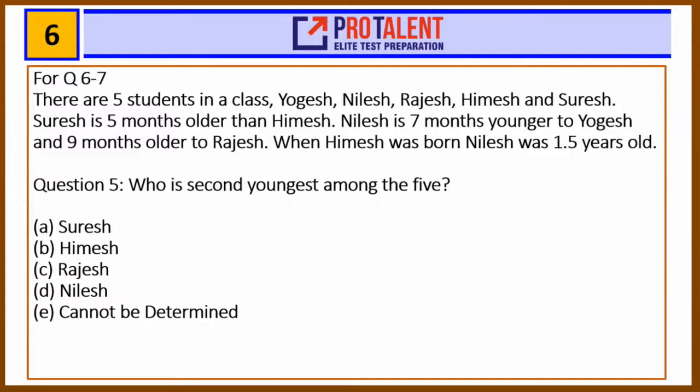There are 5 students in the class: Yogesh, Nilesh, Rajesh, Himesh and Suresh. Suresh is Himesh plus 5 months, and Nilesh is plus 8 months. Nilesh is 7 months younger to Yogesh and 9 months to Rajesh. Okay. D, Nilesh. Fine.